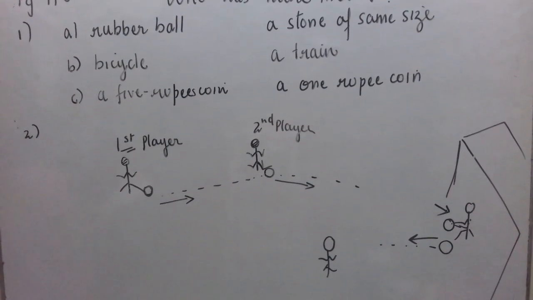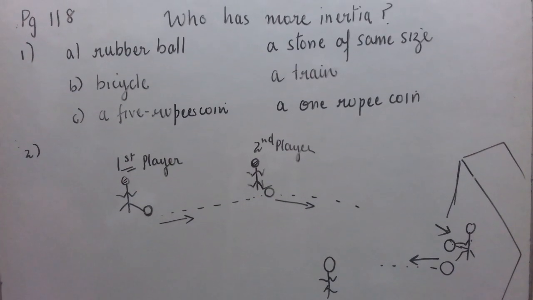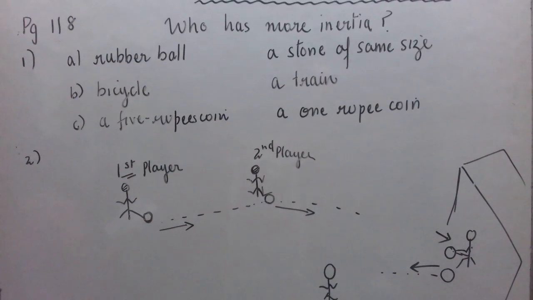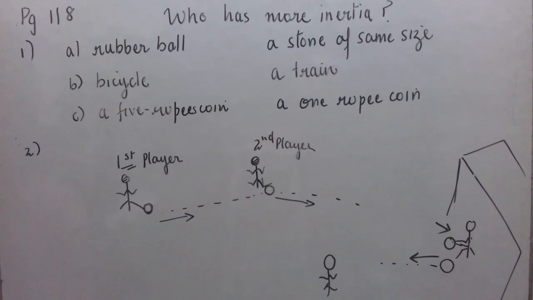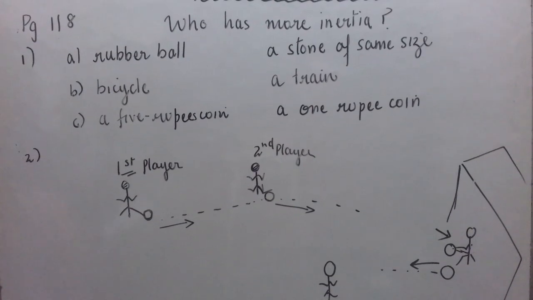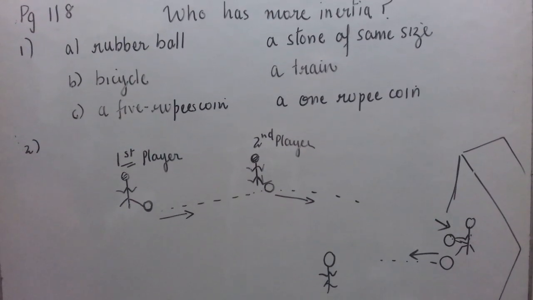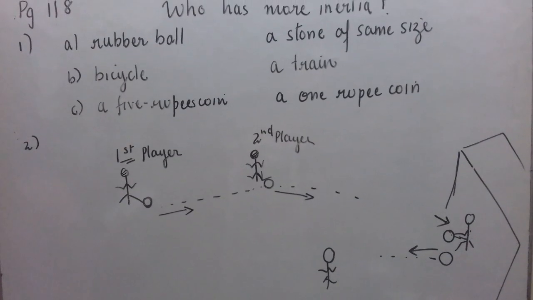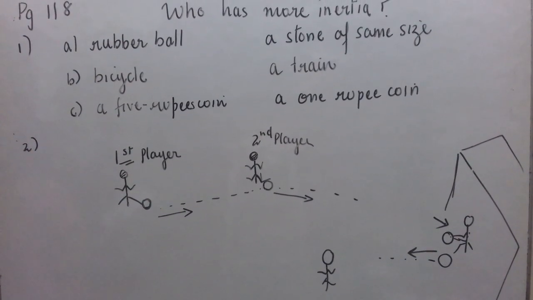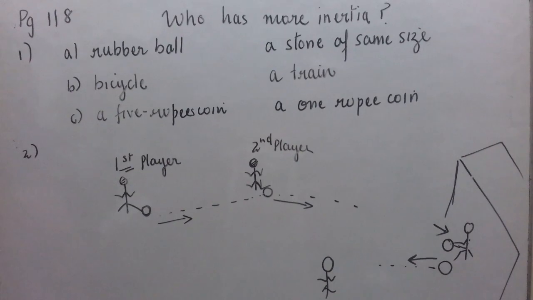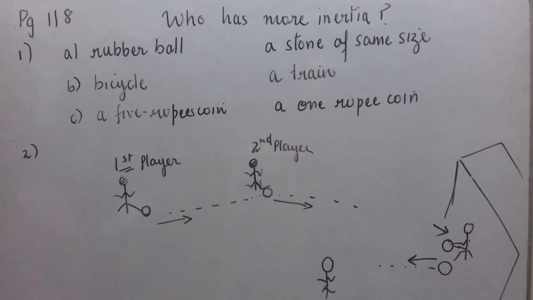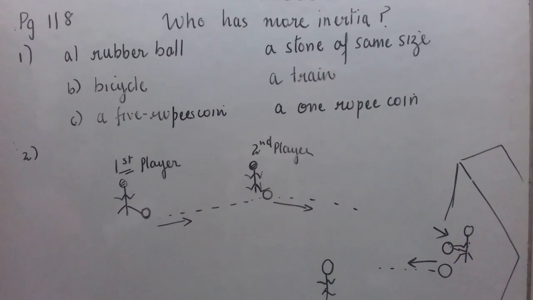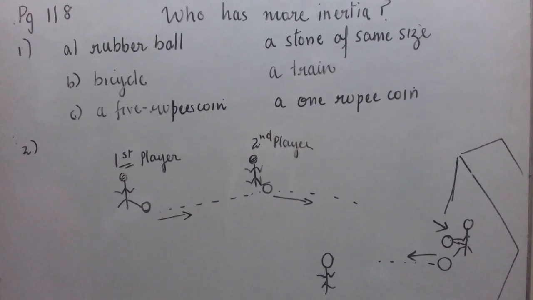The last question on this page is, why do we fall in the forward direction when a moving bus brakes to a stop, and fall backward when it accelerates from rest? Students, I have discussed this in the previous lecture. When we are sitting in a moving bus and brakes are applied, our feet in contact with the bus stop, but the upper part of the body tends to maintain the same state of uniform motion in the same direction.